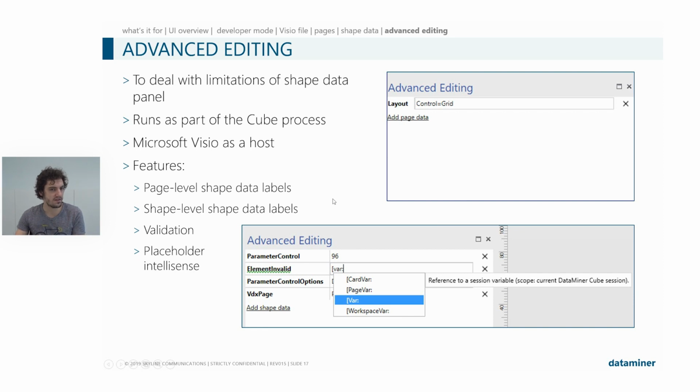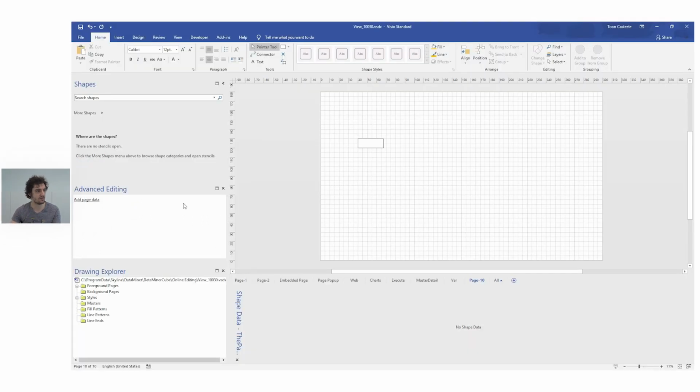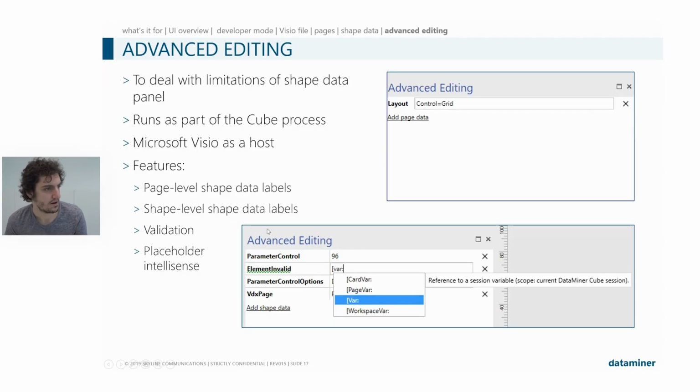So there's some more things in there. We have some validation as well. So if we enter a shape data that doesn't exist, which we can do by just adding this, for instance, and then starting to type, then it will warn us that the shape data doesn't exist as well, or page data in this case. It has the placeholder IntelliSense, as I said. And that's advanced editing.